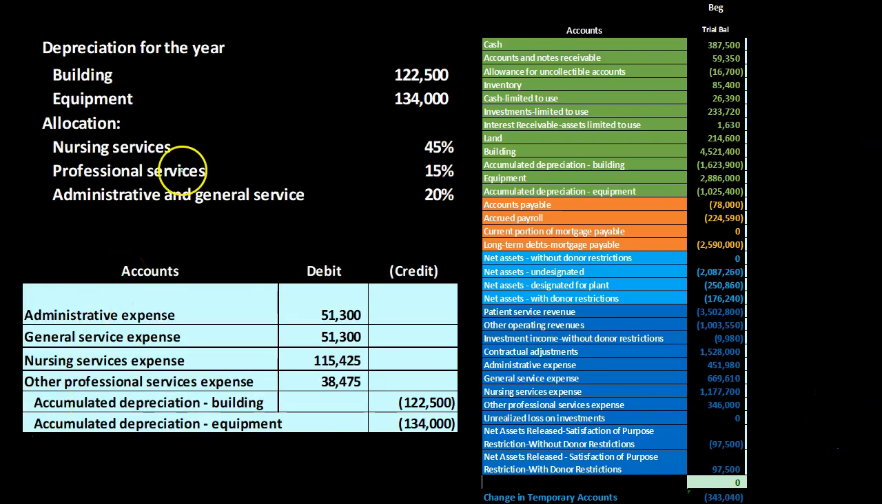Next transaction. We've got the depreciation for the year. This is going to be the adjusting entry related to depreciation on the building and the equipment. This will be very similar to a for-profit type of organization. The only difference here is that rather than posting the expense to depreciation expense, we're going to be reporting it by function. That function is broken out by these percentages: nursing services, professional services, administrative, and general services. So that's going to be the difference.